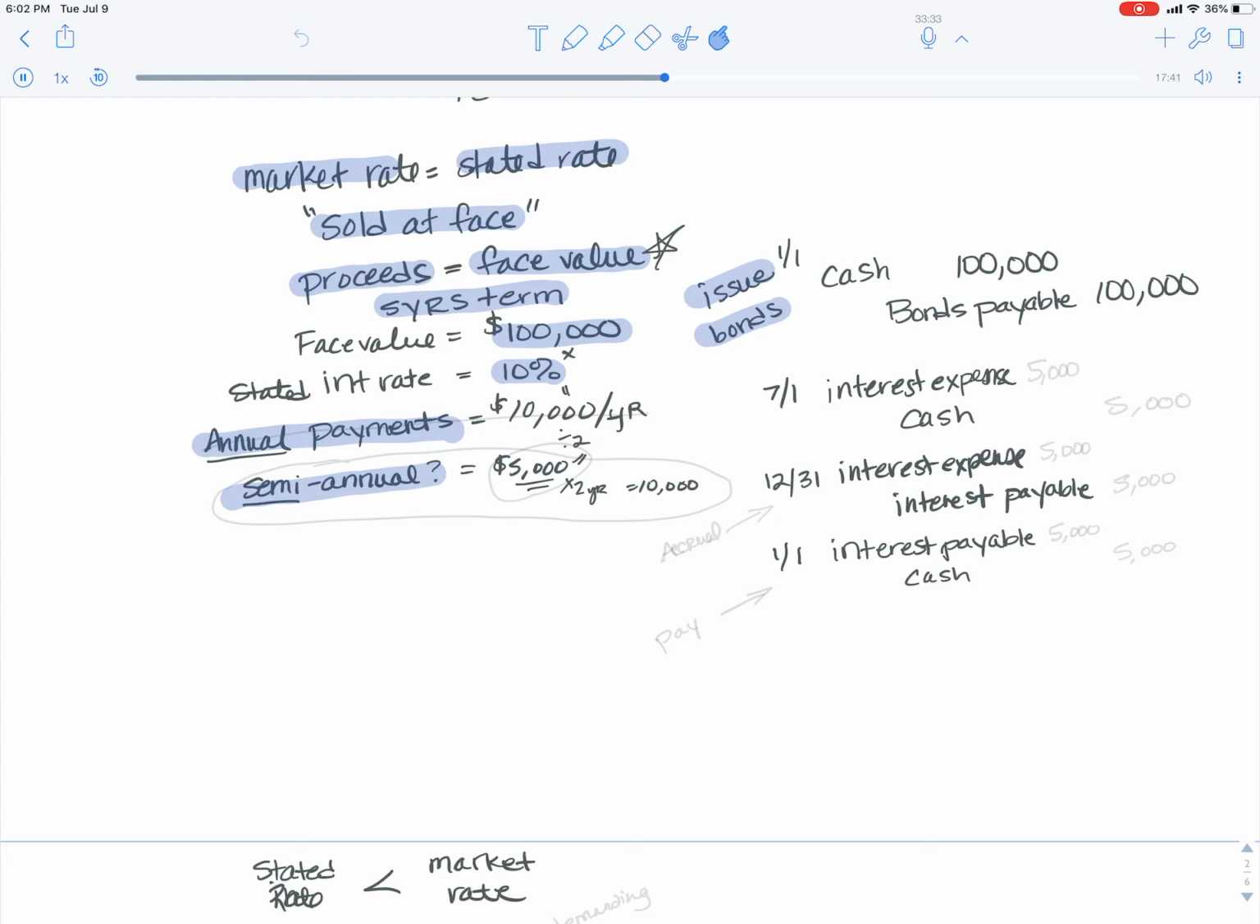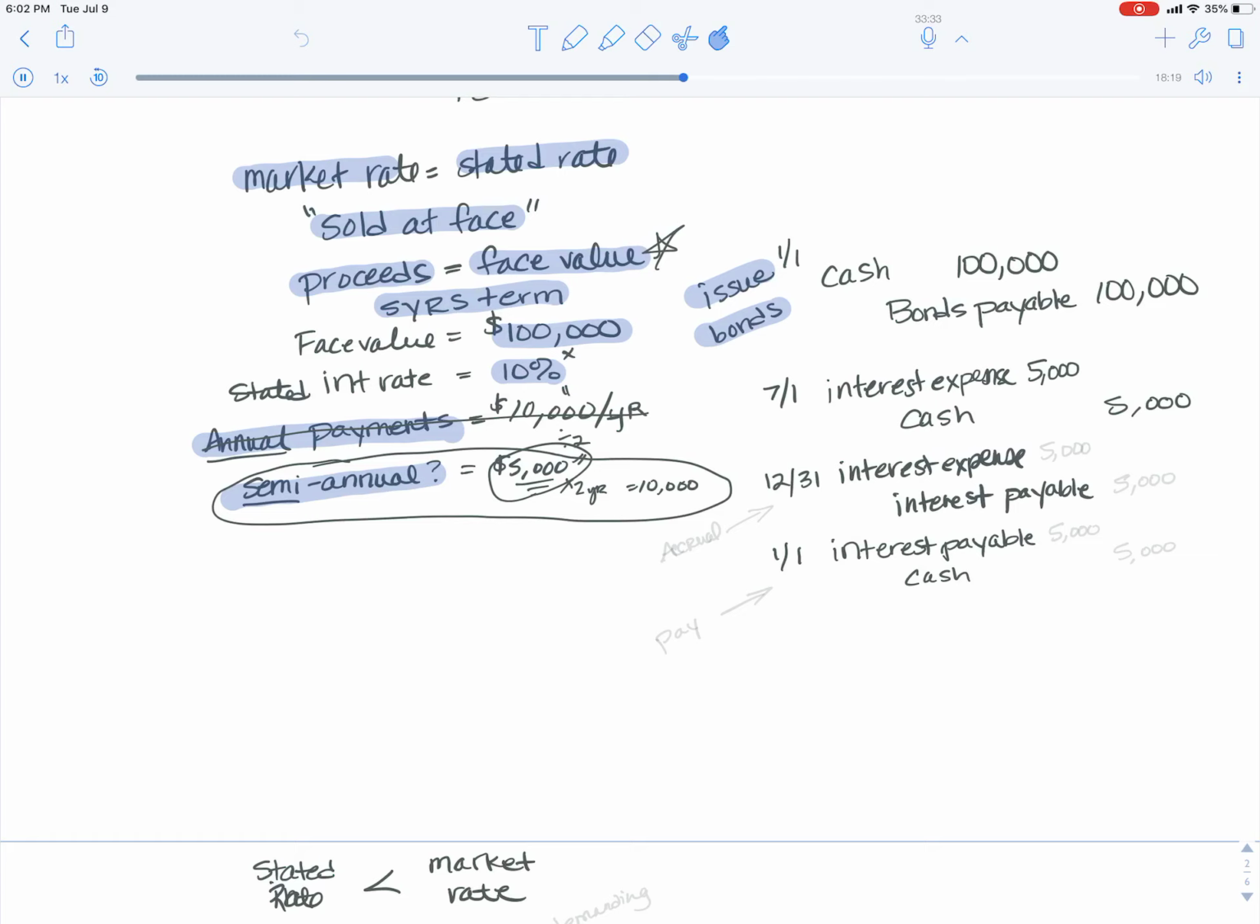Now let's say this particular bond is semi-annual payments. So that's the example I'm going to do here. That means on July 1 and January 1 of every year, we're going to send the bondholders a check. And we already calculated those payments. They're $5,000 each. So we're going to send them a check, $5,000. That's a reduction of cash, so we're going to credit cash. And we're going to count that as interest expense on our income statement. So that's on July 1, our first payment.